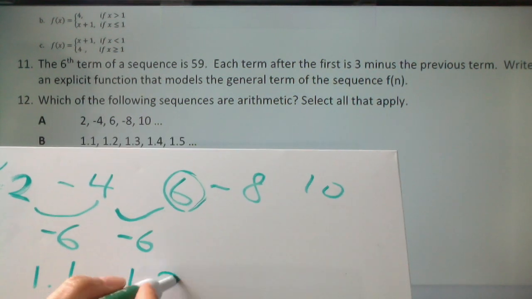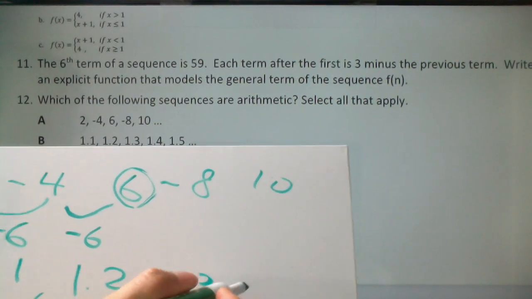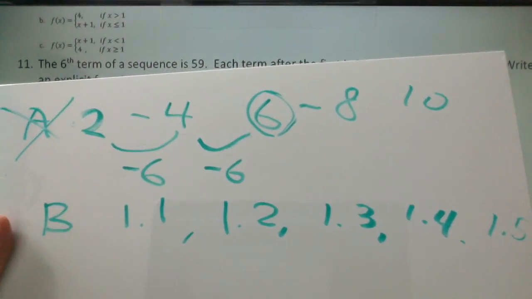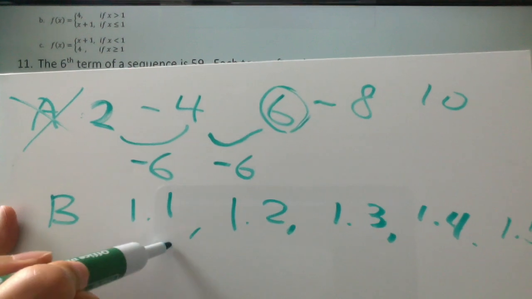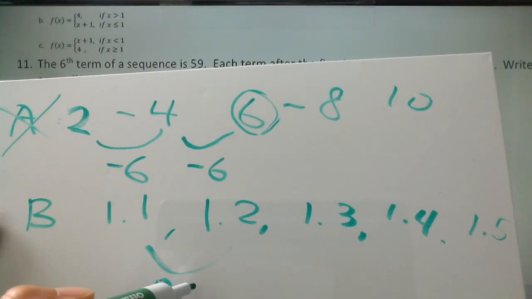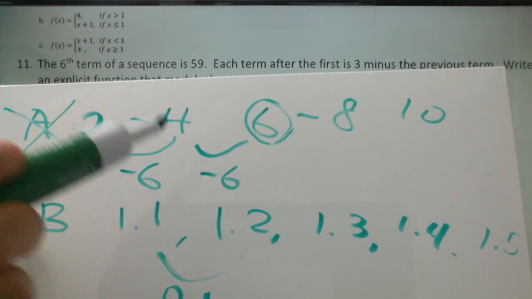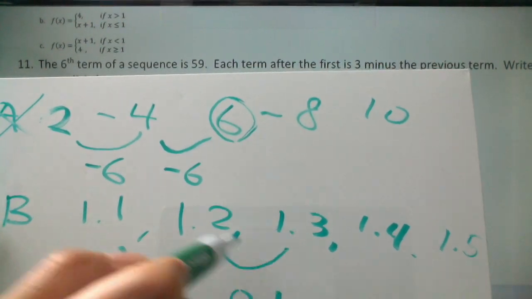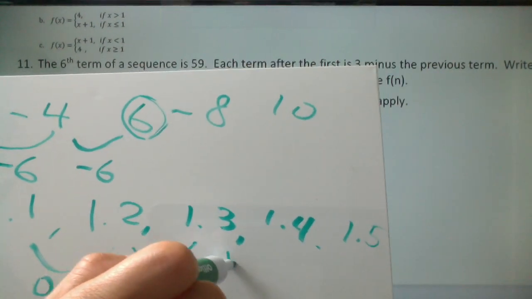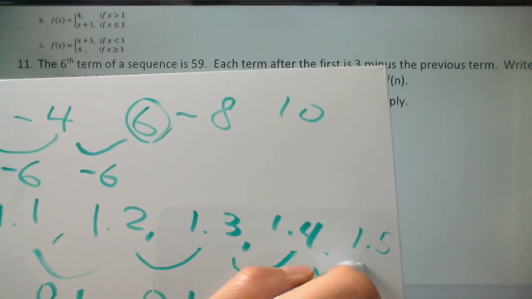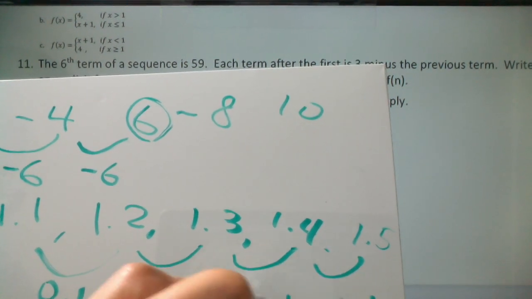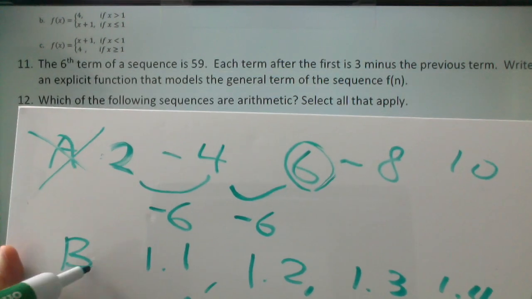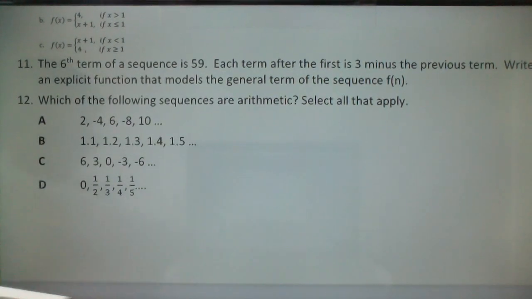Let's look at the B. 1.1, 1.2, 1.3, 1.4, 1.5. Okay, so I will add 0.1. Then I can get 1.2, right? I will add the same each time. Yes, it works every time. I'm adding each time. So this is arithmetic. B is good.